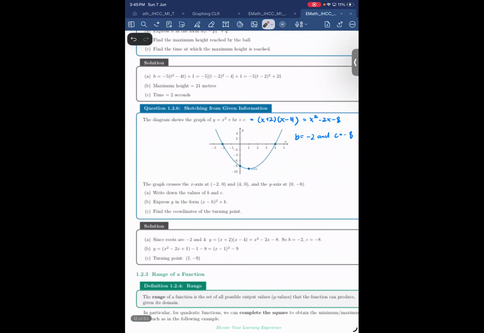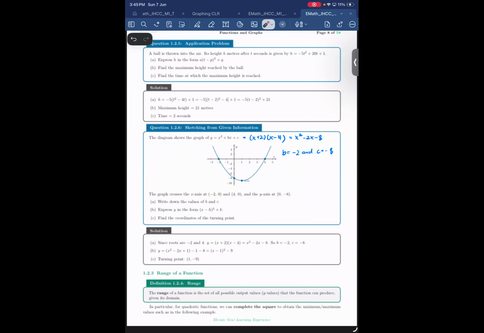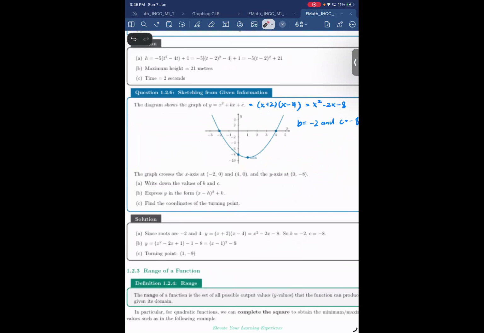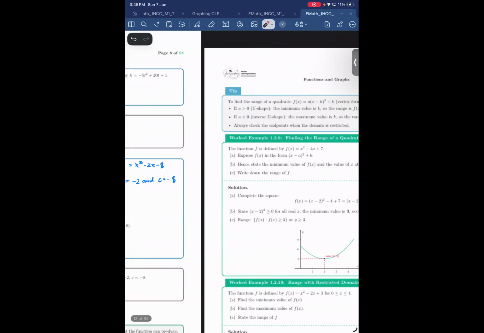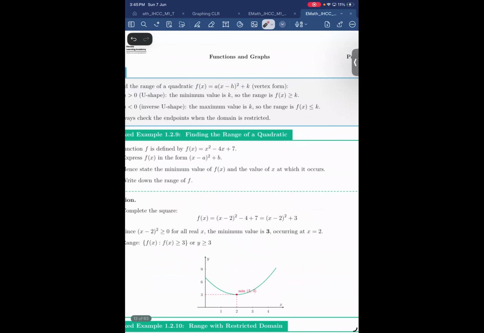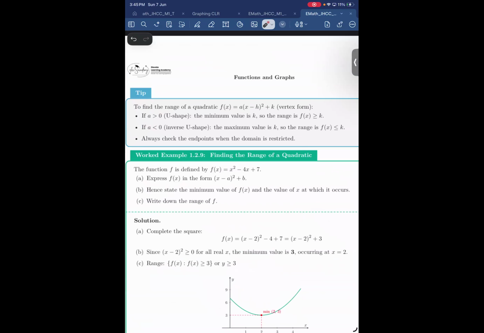Then the next portion we already kind of covered. The range of values is basically the y values that the function can take. For a quadratic function, you just complete the square so you can get these values. For a U shape, the minimum value is k, so the range is everything above k including it. If it's an inverted U, then it's everything below k including k.